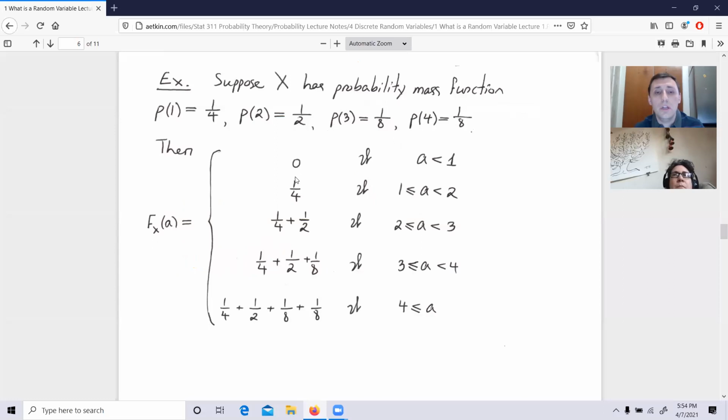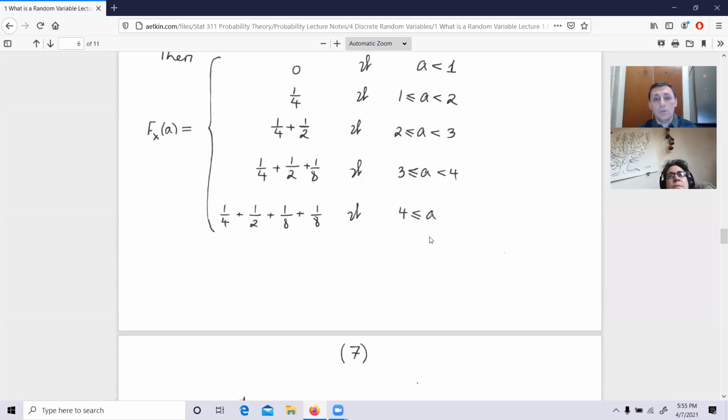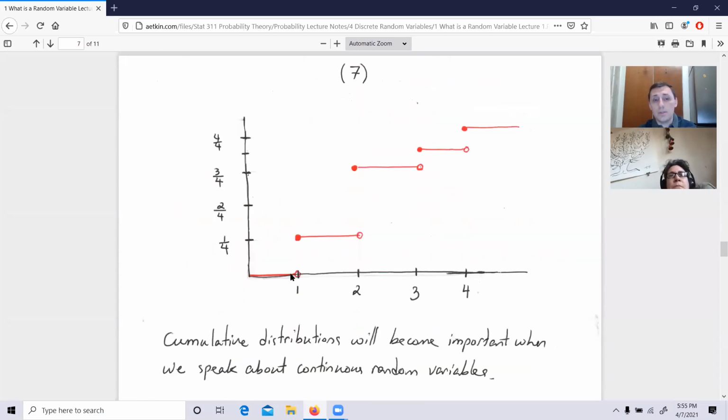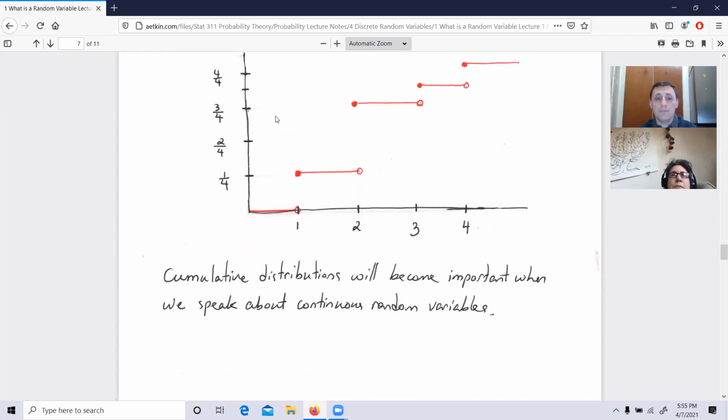So 0, then I gain 1/4 because I pass up to 1. Then I gain 1/2 more because I went beyond 2. And then onwards until I get to 4. And here are the steps. You can see that at 1, the first time I grab 1, that's when a is equal to 1. Then I jump. And then I don't pick anything until I reach 2. And after 4, I just continue moving along a flat line, which is at altitude 1.